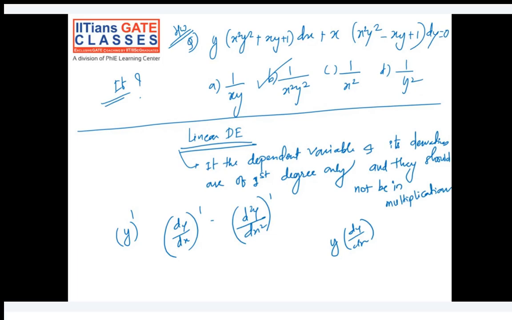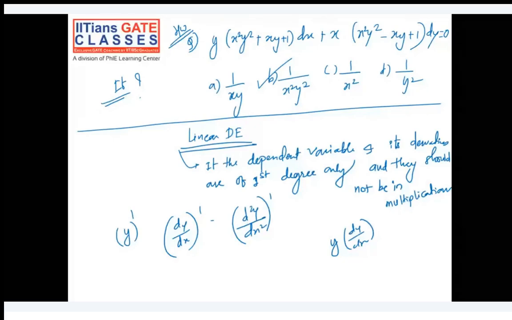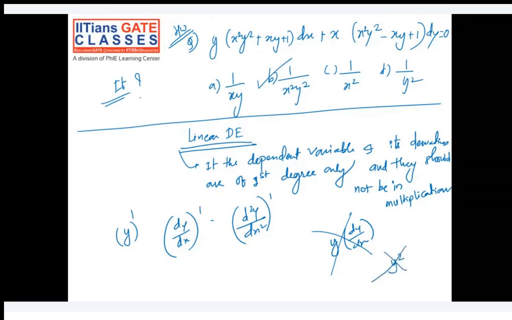And the derivative, let's say y, and its differentiation terms should not be in multiplication. So you should not have a term y dy by dx. So this is not linear. If a y square term is there, then it is not linear. If dy by dx whole cube is a term there, then it's not linear. So if these kind of things are there, then it's not linear. I hope it's clear.